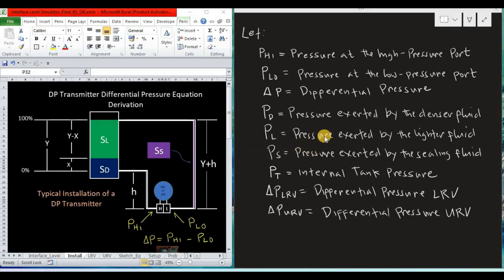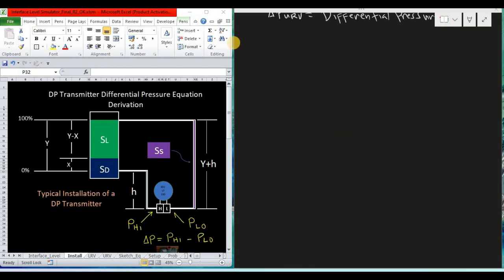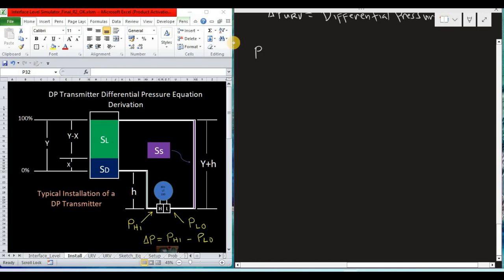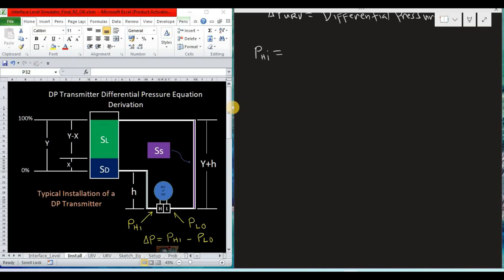Okay, let's start deriving the equation. The pressure exerted at the high pressure port of the transmitter, which is represented by P high, is equal to the pressure exerted by the denser fluid plus the pressure exerted by the lighter fluid plus the internal tank pressure. And the pressure at the low pressure port of the transmitter is equal to the pressure exerted by the sealing fluid plus the internal tank pressure as well.